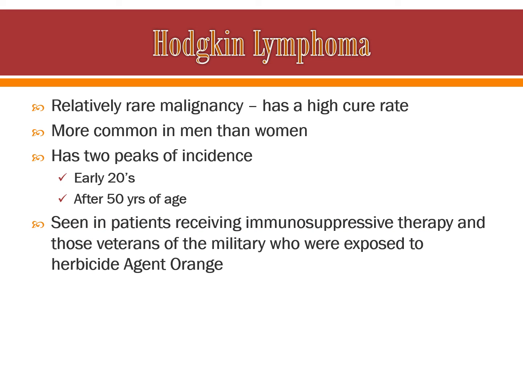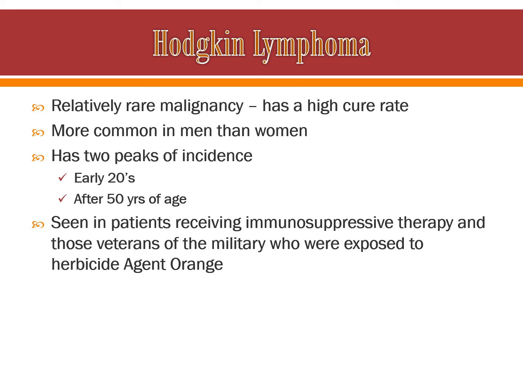So Hodgkin's lymphoma has a high cure rate. It's a relatively rare malignancy, apparently more common in men than women. I don't need you to memorize gender issues at all. It has two peaks of incidence, early 20s and after the age of 50. Your book may cite 55 as the main age.